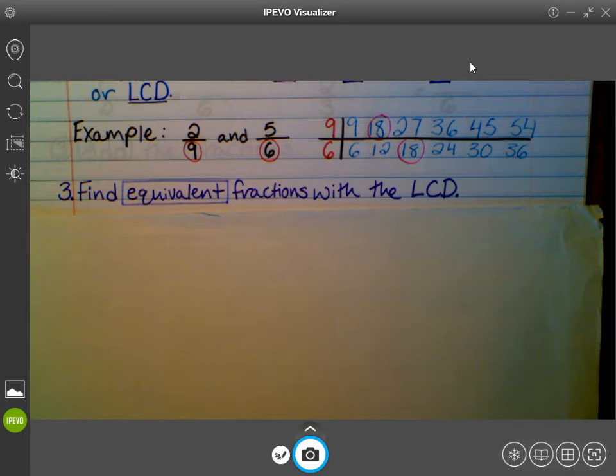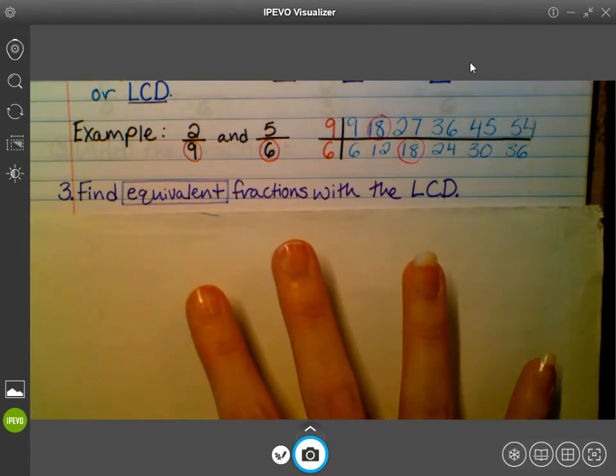Okay, so what it means, find equivalent fractions with the least common denominator. We are now going to convert 2/9 and 5/6 into two fractions that have 18 as the denominator. So we have to find a common multiple so that we know what fraction to convert them both into. Like I said, when we add and subtract, our fractions need to have the same denominator. By finding a multiple they have in common, we know how to convert them.